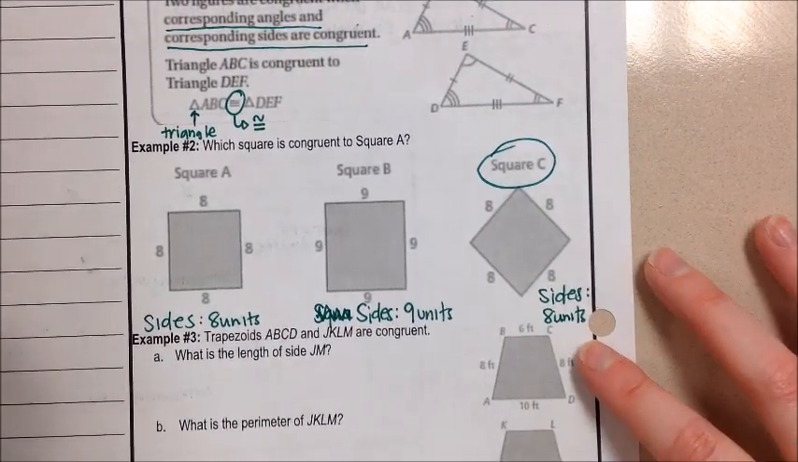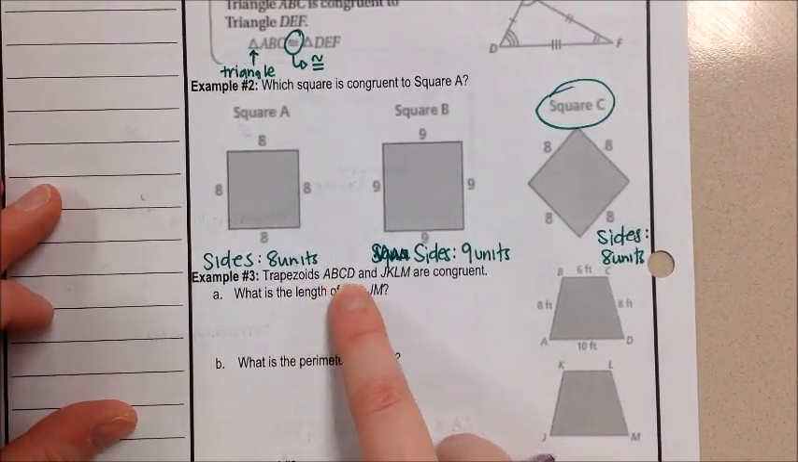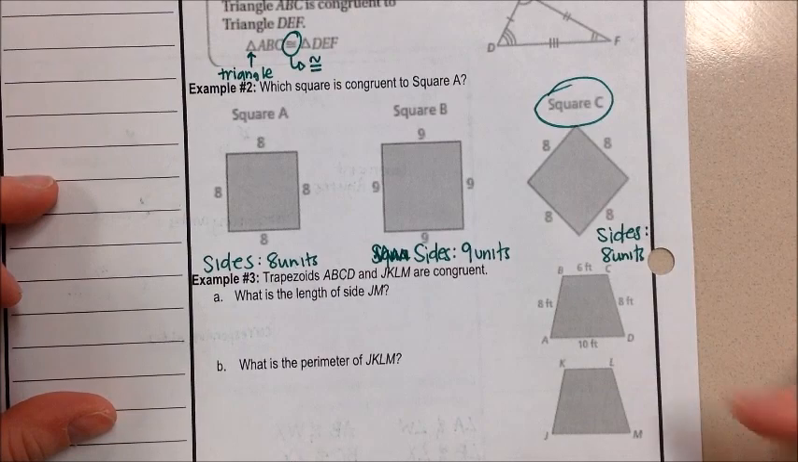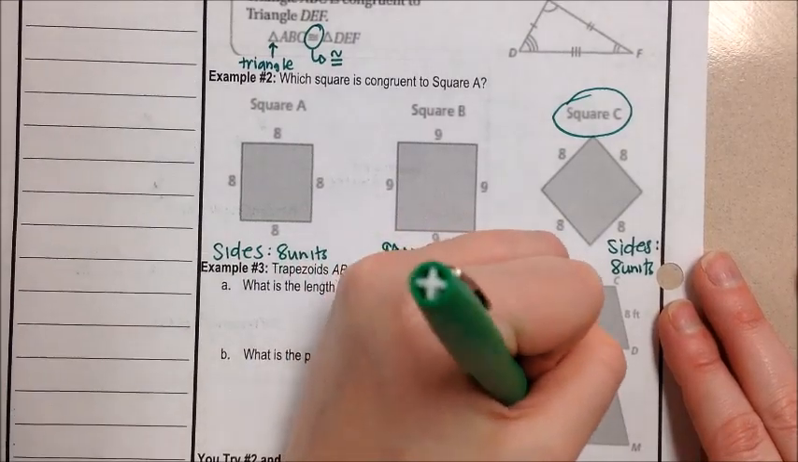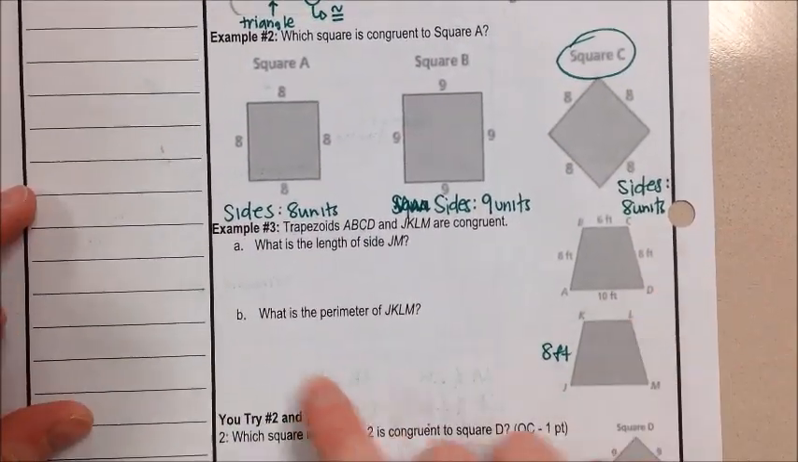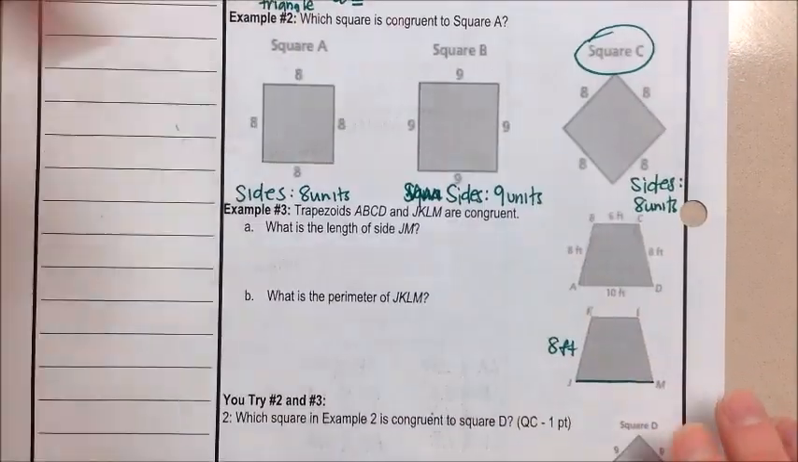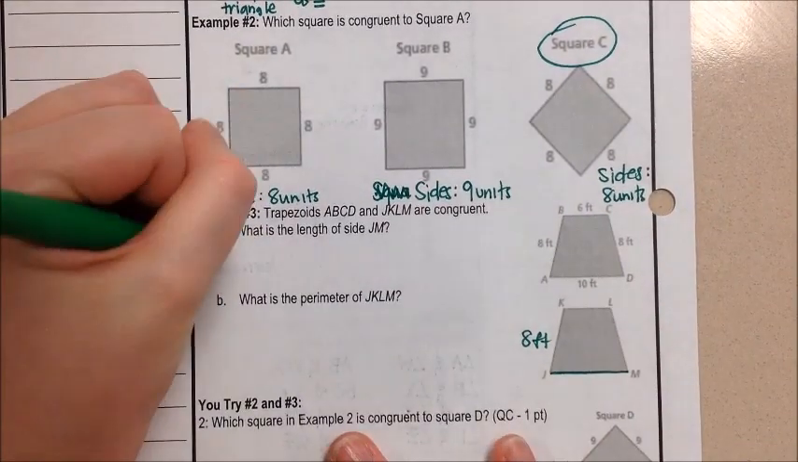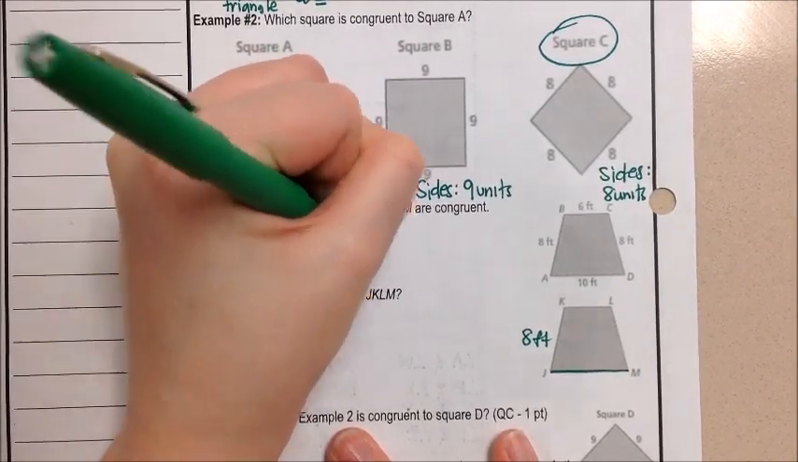Okay, I'm going to do example number 3, and then the U-tries down here encompass both. So trapezoids ABCD and JKLM are congruent, which means that their corresponding sides are congruent. So BA and KJ are congruent, so I already know that this is 8 feet. Part A says, what is the length of side JM? So here's JM. I need to figure out what side in ABCD corresponds to JM. So AD and JM are corresponding sides.